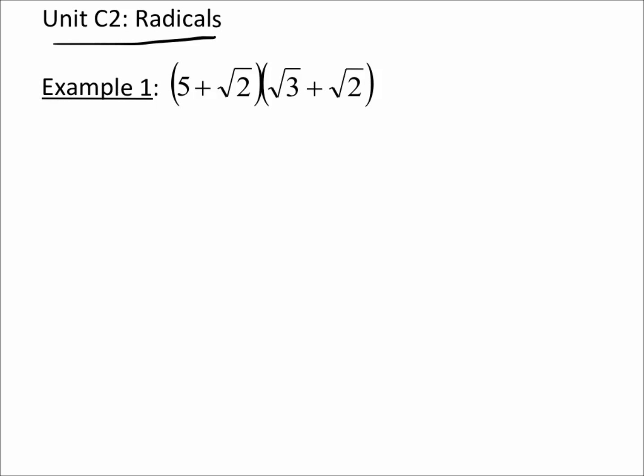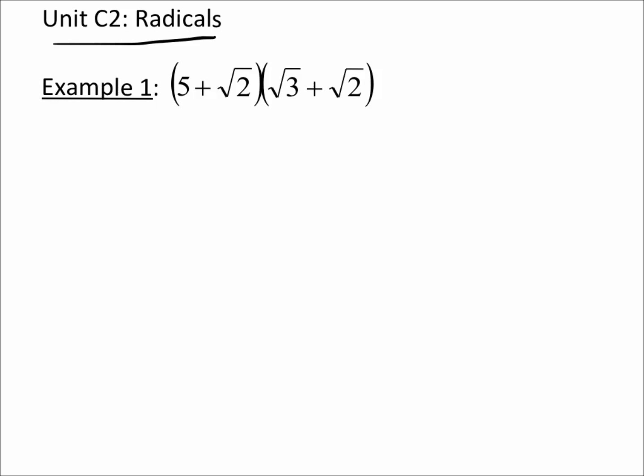So let's get into example 1, where it looks like we're multiplying two different radical expressions. We're going to multiply 5 plus the square root of 2 times the square root of 3 plus the square root of 2. Now, a real quick note: in order to be able to add two radicals together, they have to have the same number inside. So I can't add the square root of 3 and the square root of 2 because they don't have the same number inside. If they were both square root of 2's, that would be a little bit different.